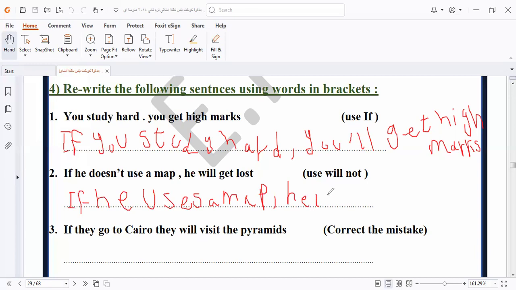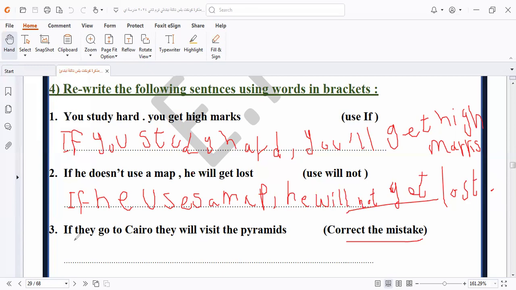He will not, or he won't. You can write it as it is, or write the abbreviation. Here I write it like this: he will not get lost. And I will put the full stop at the end. So, if he uses a map, he will not get lost. Okay.